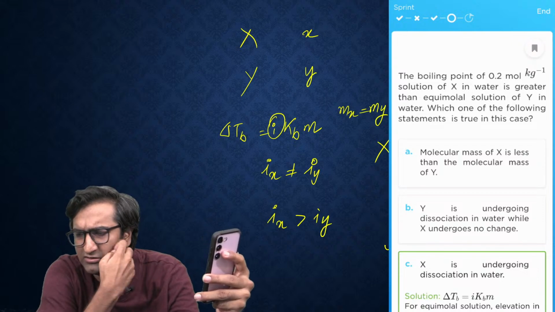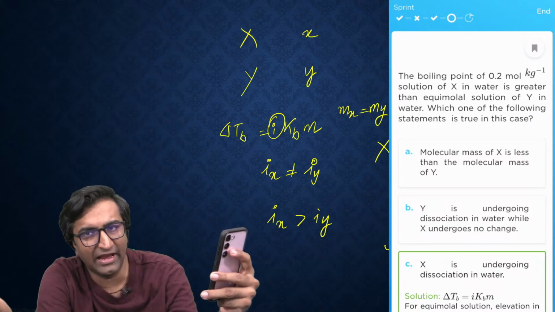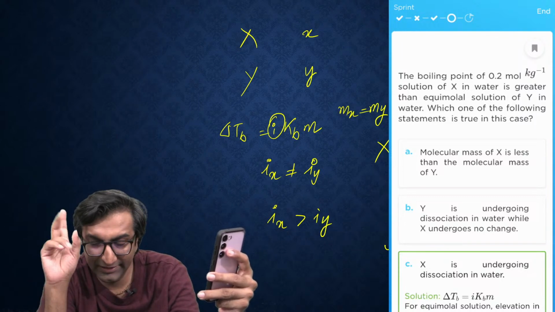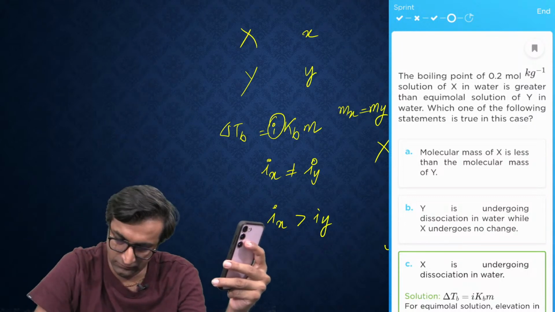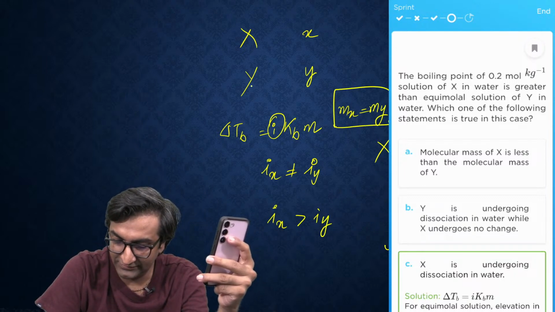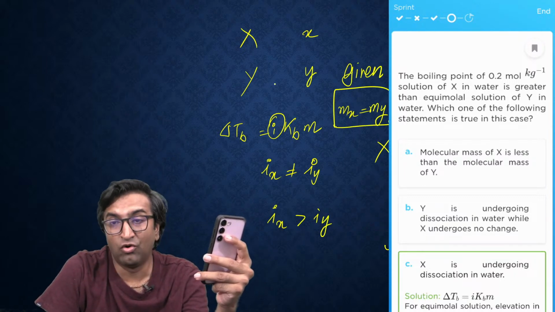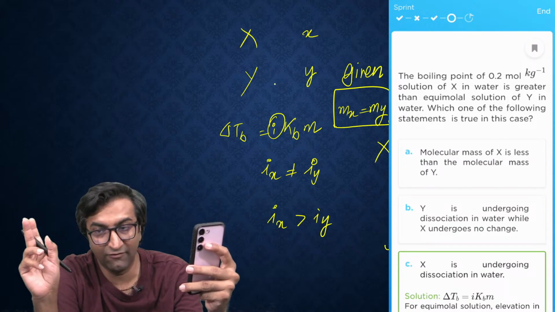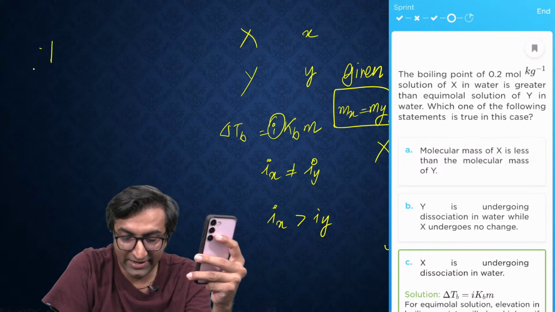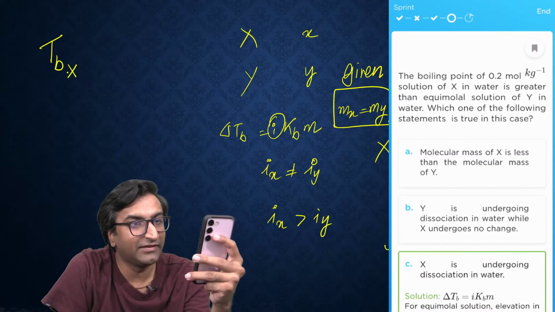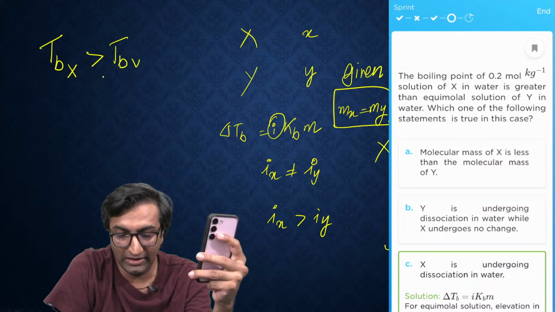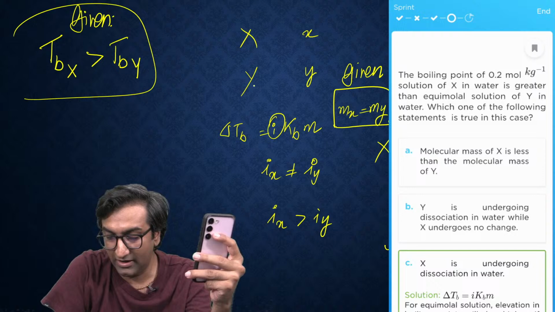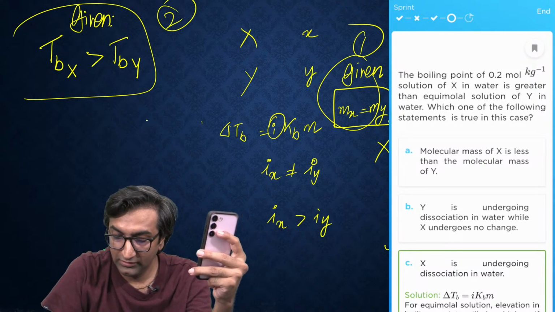Actually, yeah, you're right. First of all, what is given in the question? And to understand that, okay. The first line says this. It is given that molality of X is equal to molality of Y. Also, it is given that boiling point of X is greater than boiling point of Y. How is it possible that both of these are true? 1 and 2. So for that we look at this.